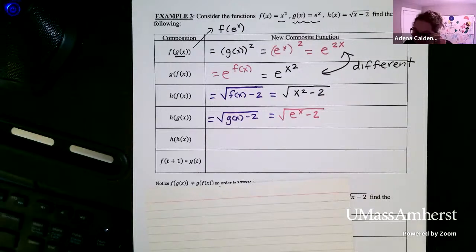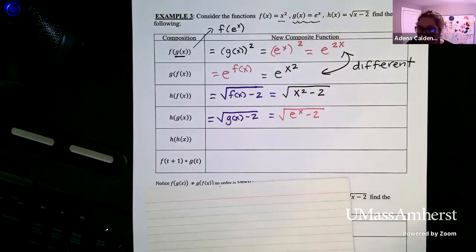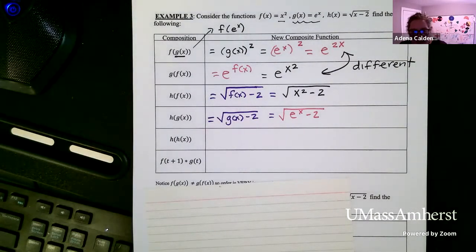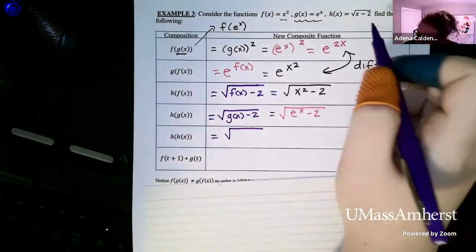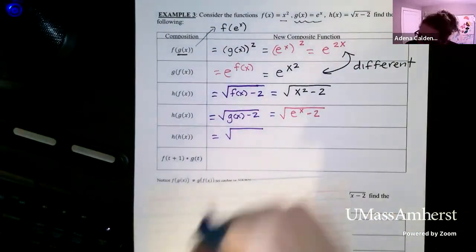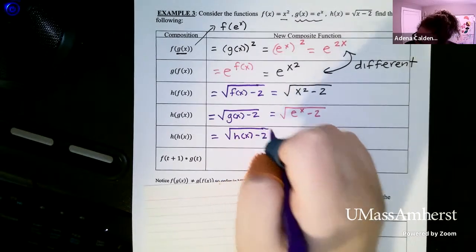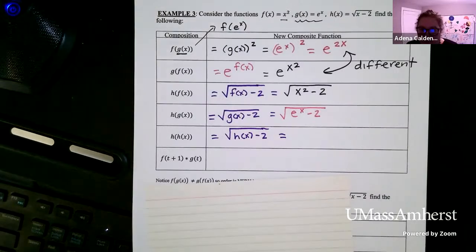So now the last two are a little bit trickier. So if you didn't get to them, that's totally fine. But if you did, let's see if you were able to figure out how we plug these in. So h of h of x means we're taking the h function, which is the square root of x minus 2, and we're plugging in h of x wherever we see an x. So we end up with the square root of h of x minus 2.